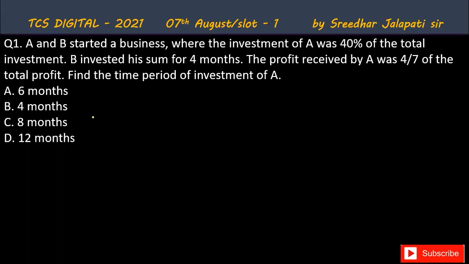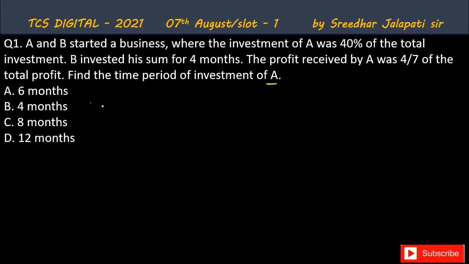Here is question number 1. A and B started a business where the investment of A was 40% of the total investment. B invested his sum for 4 months. The profit received by A was 4 by 7 of the total profit. Then find the time period of investment of A.